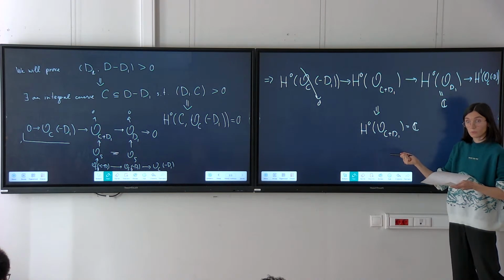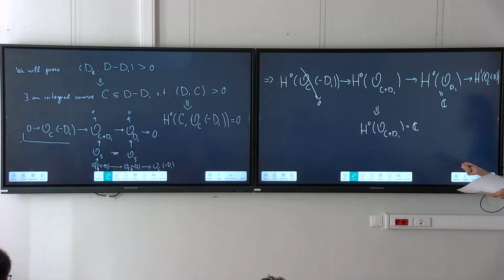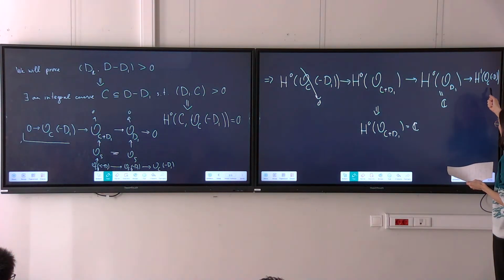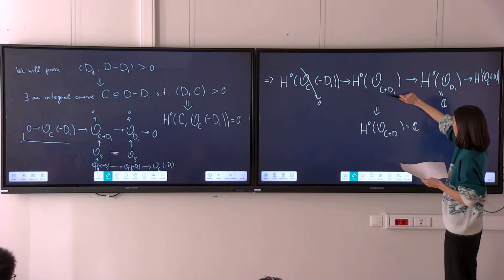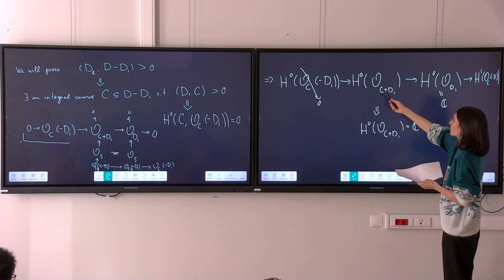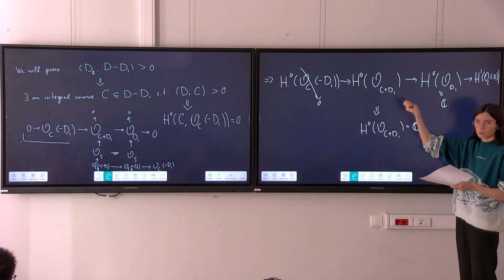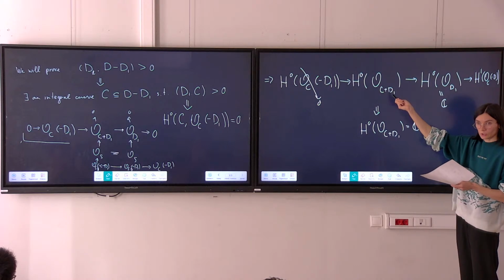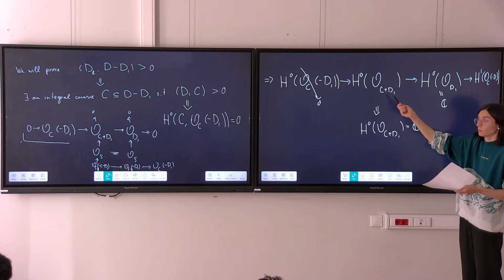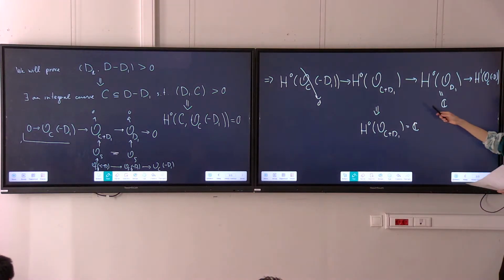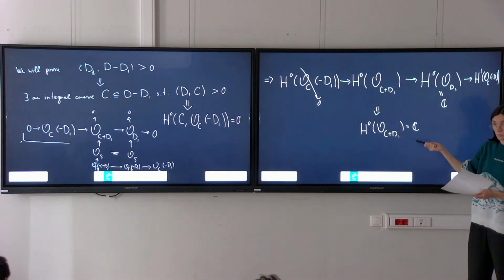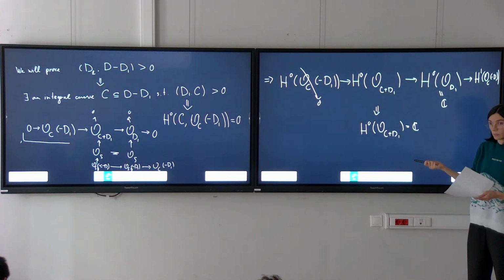Why is it not 0? It's not 0 just because this is an effective divisor, C plus D1. So it always has global sections. This is a global section of the structure sheaf. It always is at least one-dimensional. We just don't need vanishing of this thing. This is always one-dimensional. Okay? So this is one-dimensional. And this is a contradiction with maximality.